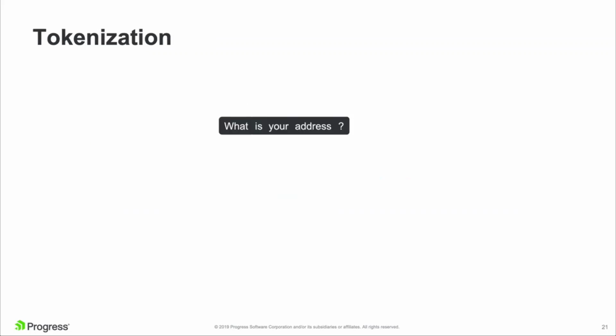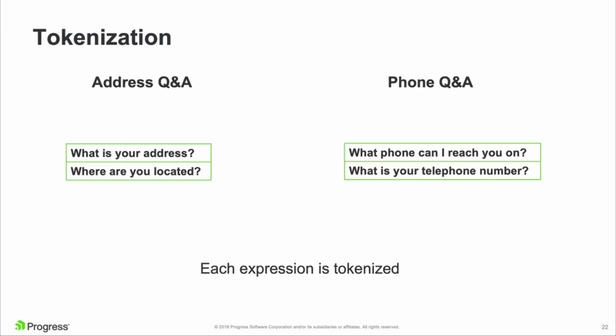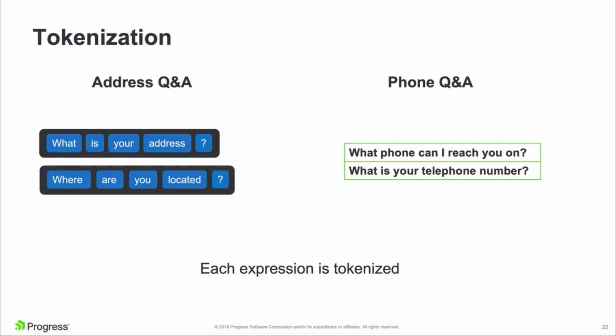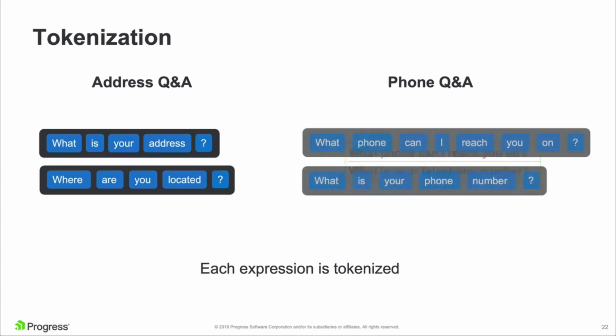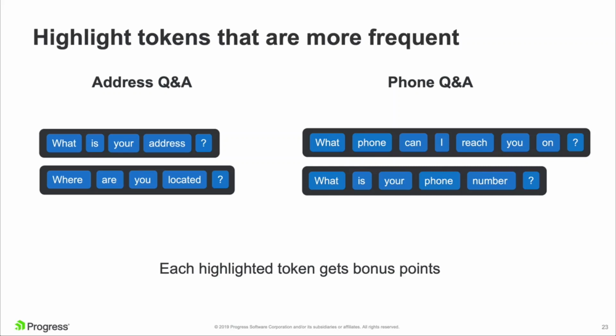So the first thing that NLP does is take each of those expressions and tokenize it. So by tokenizing, what we mean is taking the sentence and then splitting into individual words or even punctuation. And this expression is basically divided into 5 tokens. So let's take our expressions and turn them into tokens. So the address Q&A will have those tokens and the phone Q&A will have those tokens.